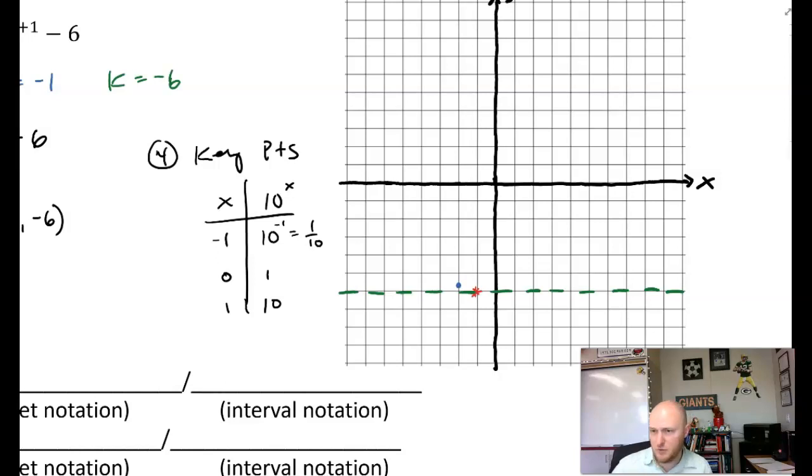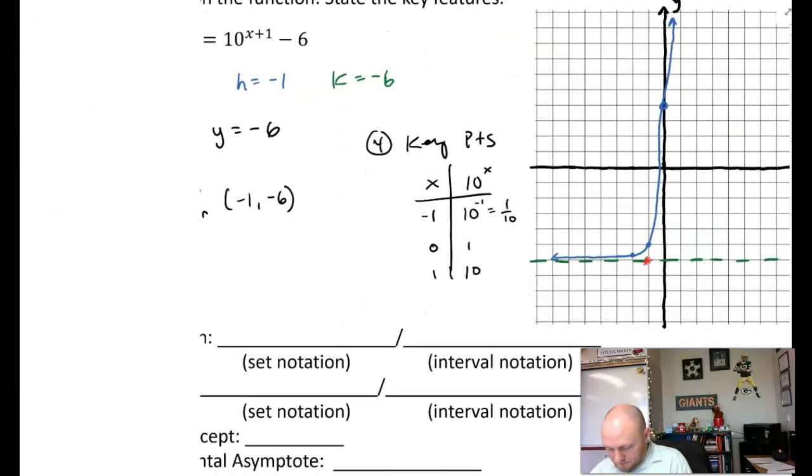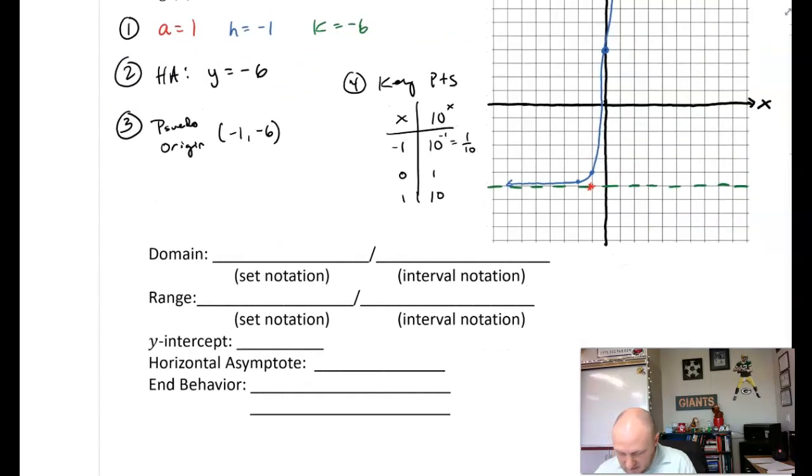1/10, if I go left 1 from our pseudo origin, up 1, and then up 10. So 6 plus 4. There we go. And then here's our graph. And notice this graph grows really fast. Really fast. And that second point is going to hit 100. So there it is. And then we can discuss the key features.